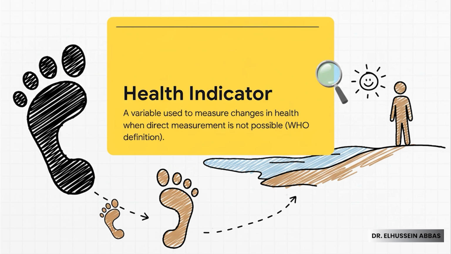Think of it like seeing footprints in the sand. You don't see the person, but those prints tell you a ton: that someone was there, which way they were headed, maybe even how fast they were moving. Health indicators are basically the footprints of a community's well-being.